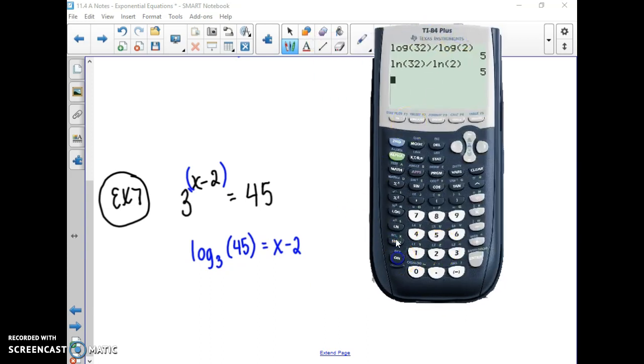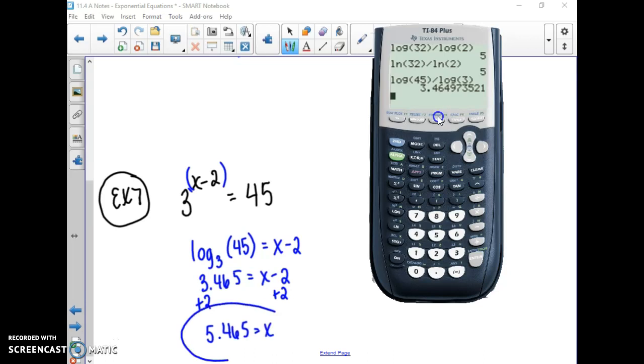At this point we can get a decimal approximation from our calculator. We will have to type in log of 45 divided by log of 3. And when we do that, we get approximately 3.465. Keep that number in your calculator so that you don't have to round, although it doesn't matter for this one because we're just adding 2. So to finish solving that, we would now add 2. So we have 5.465 is equal to our x, and that would be our solution to this equation.